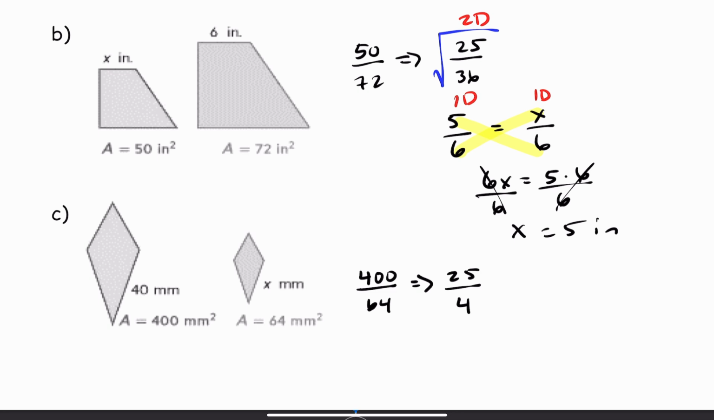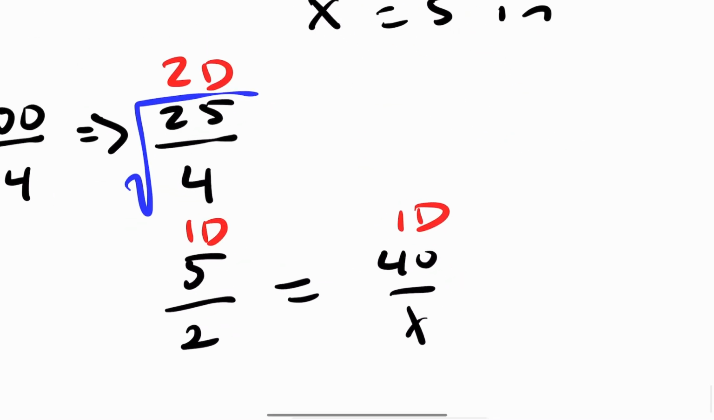Is this ratio one-dimensional or two-dimensional? Two-dimensional. All right, and I should do what to figure out my scale ratio? Take the square root. Square root of 25 is 5. Square root of 4 is 2. So 5 to 2 equals what over what? 40 over x. Are both of these ratios two-dimensional? They're both one-dimensional. So this is 1D, that's 1D. So now I should do what?